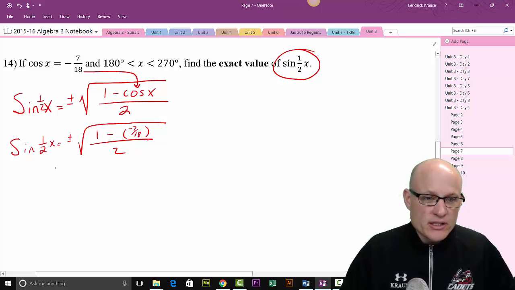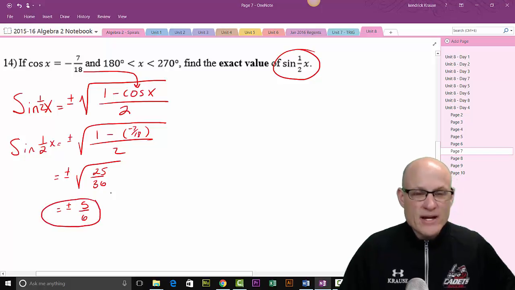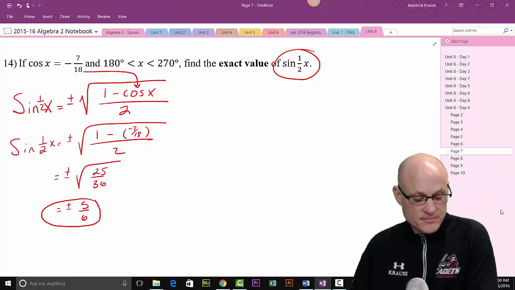So this is going to be equal to plus or minus the square root of 25/36, which is plus or minus 5/6. So that appears to be my answer.